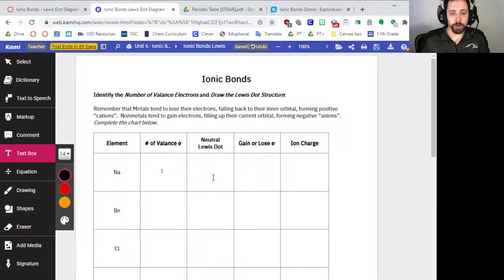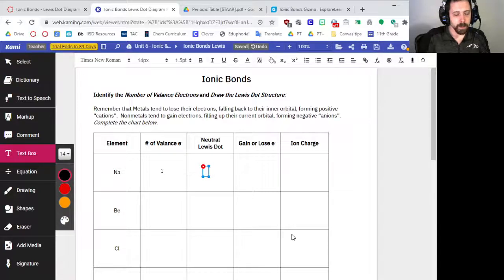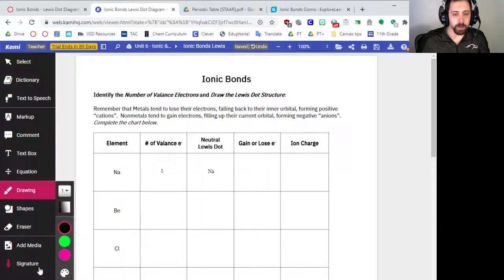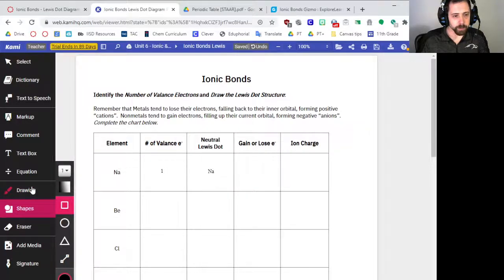Now we want the neutral Lewis dot structure. Again, I'm going to write the element out. So use this text box again. And let's write out our element here. And we're going to get dots, which are our valence electrons here. We're just going to add 1 dot. I don't like how that dot looks, so let's do a little better. I'm going to click this undo button right up here to get rid of that. And I'm going to, hold on. Do we have anything better?